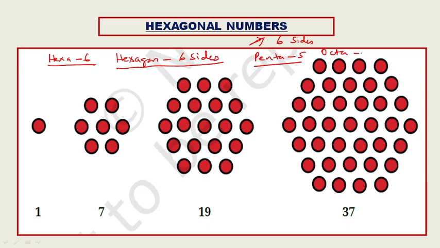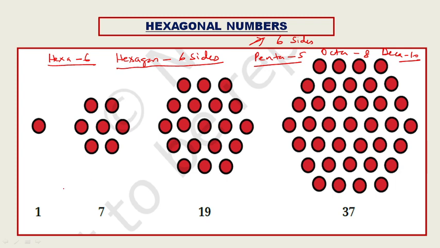Octagon, octa means 8. Nonagon means 9. Decagon, deca means 10. So these are various Greek terminologies which are used in mathematics nicely. Here we are studying about hexagonal numbers.